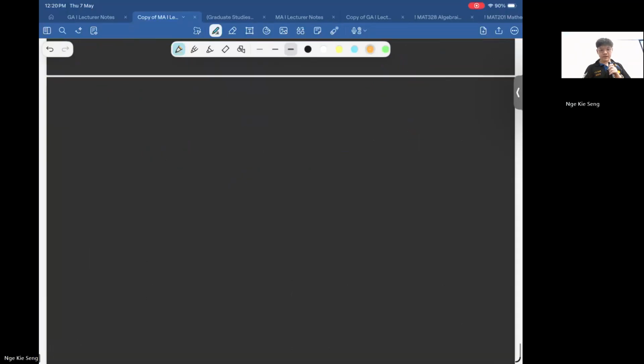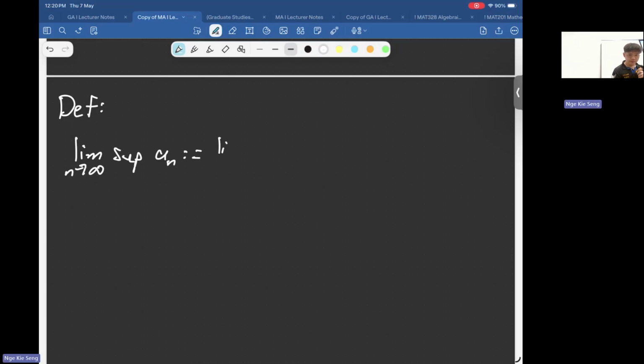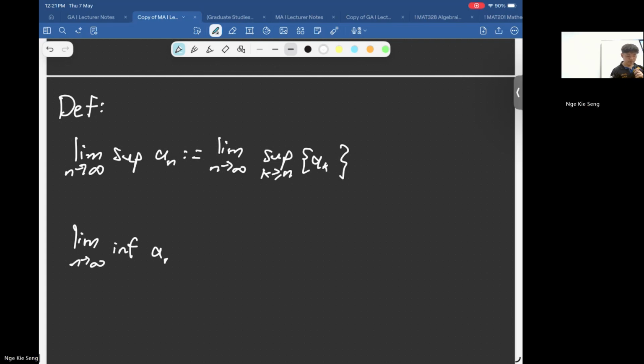In that case, we're going to define what is a lim sup and lim inf. So we're going to define lim sup A_n to be the limit as n goes to infinity of the sup of the sequence we were looking at just now. And lim inf should be the limit of the increasing sequence that we got just now.